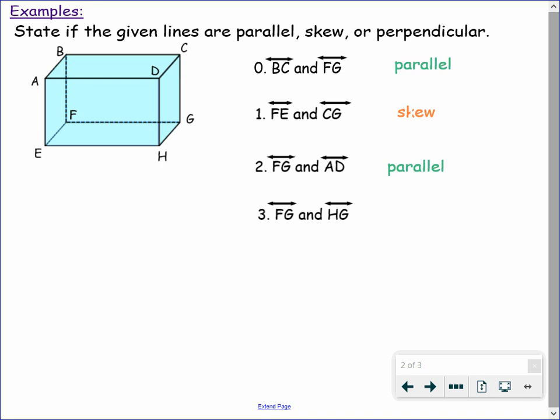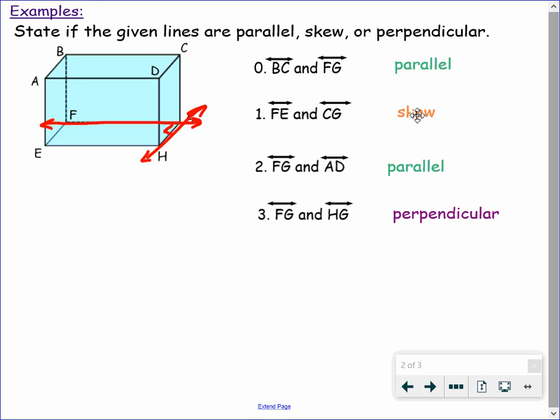Number 3, line FG, so again on the bottom front, and HG, bottom right-hand side. So if you think about your floor, you have 2 walls coming together on the floor. Well, they're going to be at a right angle. Now, it doesn't really look like it in this picture because we had to tweak the picture to see all the sides. But it is, in fact, perpendicular because they're on the same rectangular plane intersecting.